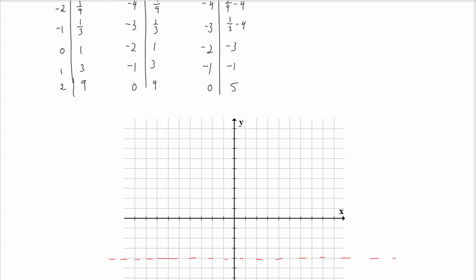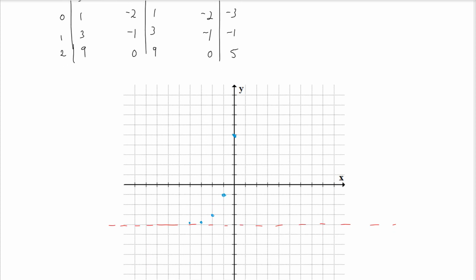Then I'm going to go plot my points. 0, 5, -1, -1, -2, -3, -3, really close to -4, -4, even closer. Again, I mean, I was never going to be perfect with those anyway.